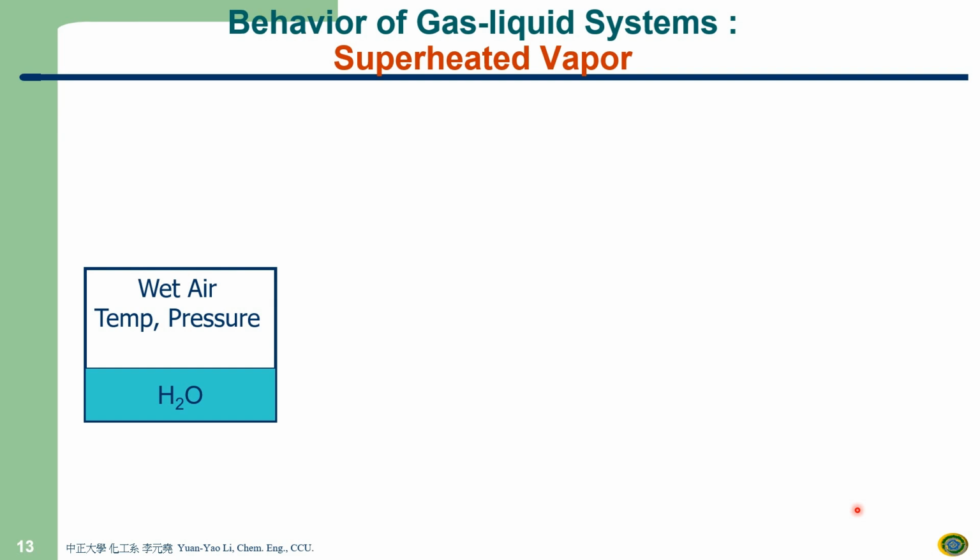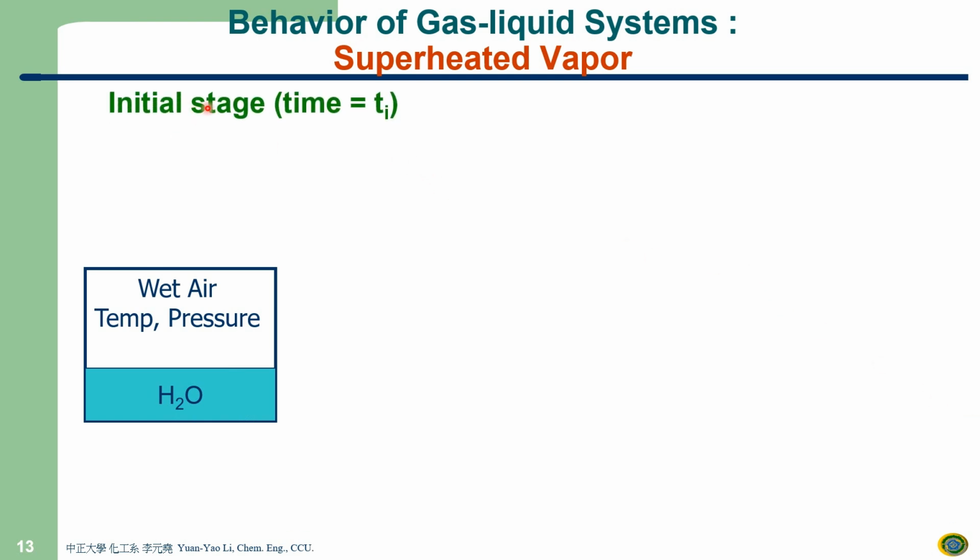I should say it's possible, but there's no two phases at this time. That's why the vapor is called superheated vapor. So what is superheated vapor? Let's have a scenario in this case. So we have air, temperature, and pressure, and you have water, of course, here.